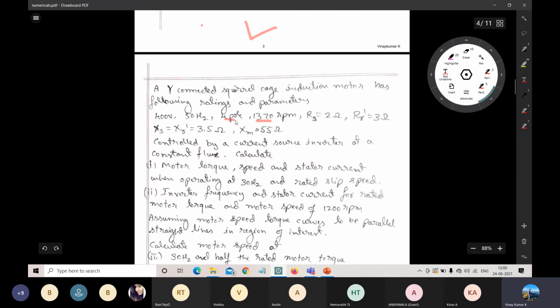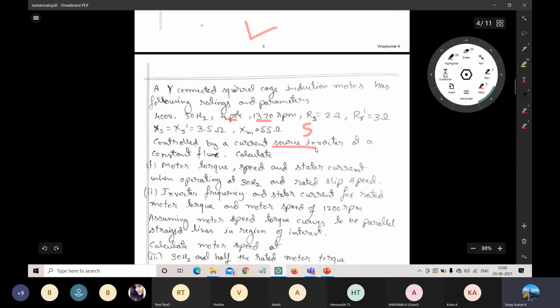This is our N. So by using this 4 pole, we can calculate our NS. So NS minus N divided by NS will give you the slip. So calculate that first. Okay. It is controlled by a current source inverter at a constant flux.